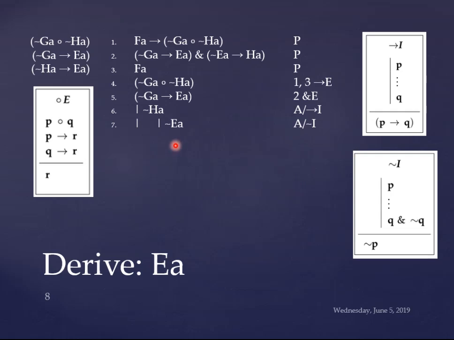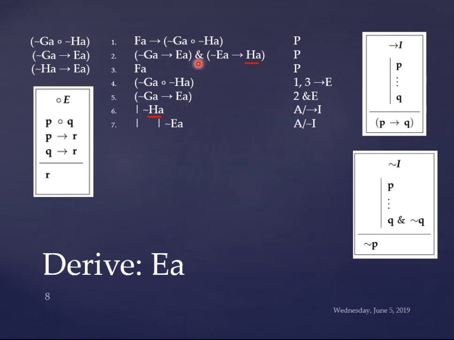Now that I've assumed this, I am committed to deriving a contradiction. So I need to inspect my assumptions and my premises and see if I can derive a contradiction. And guess what? I already see two elements of that contradiction. Here they are, in line 2 and line 6. I need to get those two things together. In order to get this HA, what I need is not EA, and I have not EA as an assumption on line 7.